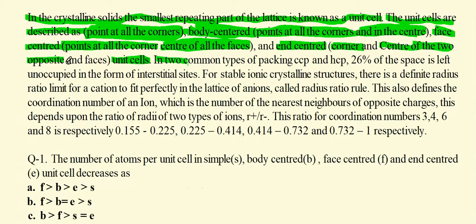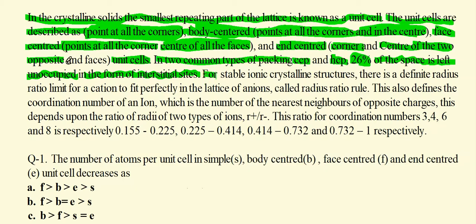Now, it is given here about the close packing. Majorly two types of close packing were there: CCP, cubic close packing, and hexagonal close packing. Which was the close packing having the highest percentage of packing efficiency? In that, only 26% of the space was left unoccupied, in the form of interstitial sites, in the cubic close packing or the hexagonal close packing.